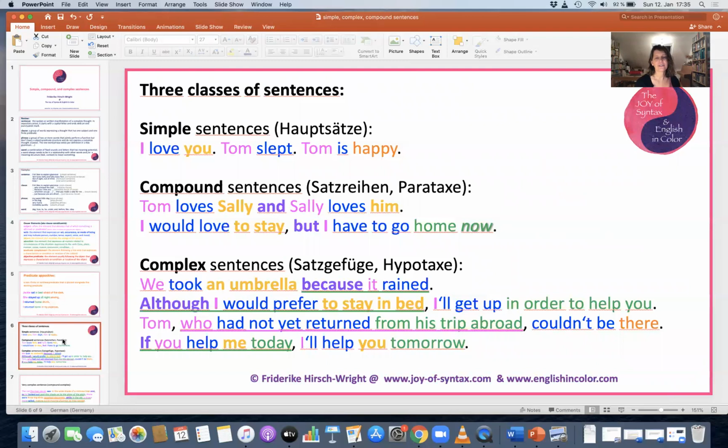Tom, who had not yet returned from his trip abroad, couldn't be there. Who had not yet returned from his trip abroad is a non-restrictive relative clause, and Tom couldn't be there is our main clause. If you help me today, I'll help you tomorrow. I'll help you tomorrow is our main clause. If you help me today is our adverbial subclause of condition.